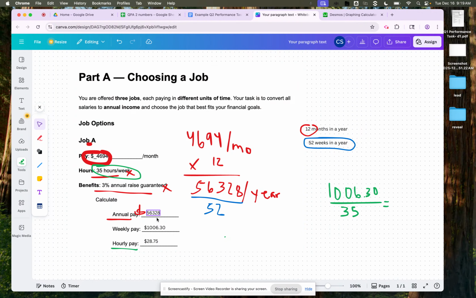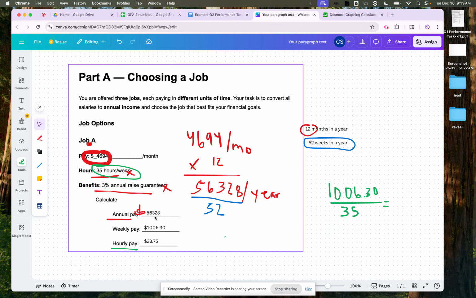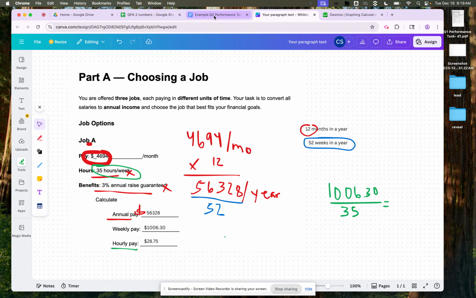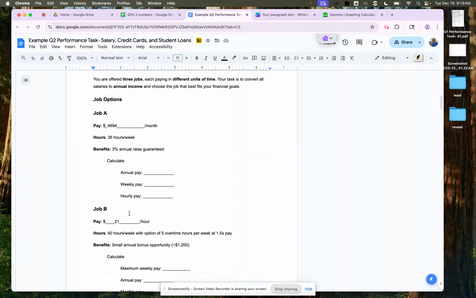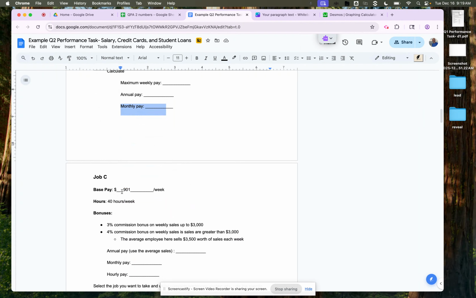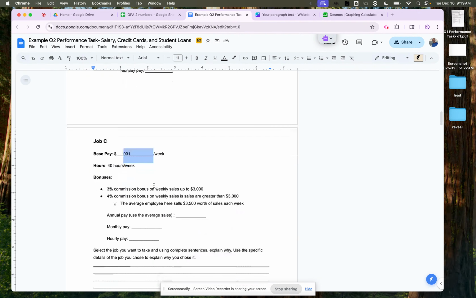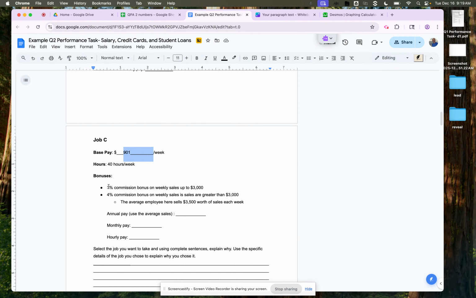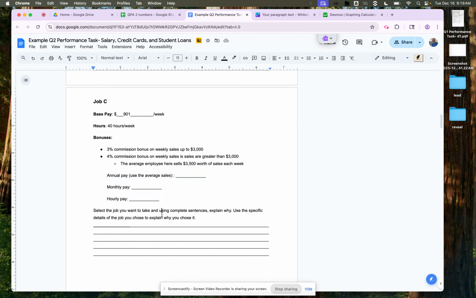So now I have all the different pays. I can see how much I'm getting: annual, weekly, hourly. When I come back to the next job, I'm going to do the same concept. This is being given per hour. Now you have to figure out how many hours you're working and figure out your weekly pay, your annual pay, and your monthly pay. For job C, I'm going to use my weekly pay, and it's a little bit more complicated. You have to figure out what the annual pay, the monthly pay, and the hourly pay are going to be. And then at the end, make sure you explain which job you want.